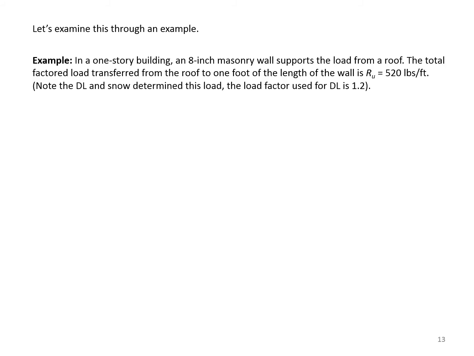Let's examine this through an example. In a one-story building, an 8-inch masonry wall supports the load from a roof. The total factored load transferred from the roof to 1 foot of the length of the wall is 520 pounds per foot. Now please notice that this is the factored load. Whatever load is involved in the roof, which is generally dead load and snow load, these loads have been multiplied by the respective load factors. For example, the dead load factor is equal to 1.2.